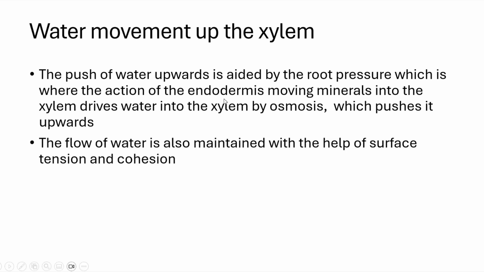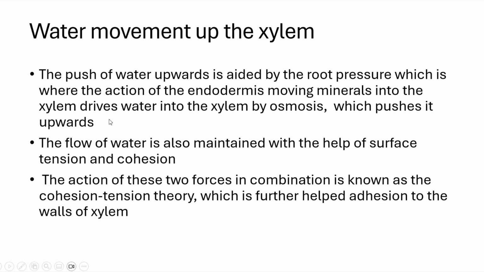Alright, cool. The flow of water is also maintained with the help of surface tension and cohesion. Because of the hydrogen bonds, water molecules stick together. That's called cohesion, which you know about from topic one. So that moves the water as a little chain up the xylem. The action of these two forces in combination is known as the cohesion-tension theory, which is further helped by adhesion to the walls of the xylem.